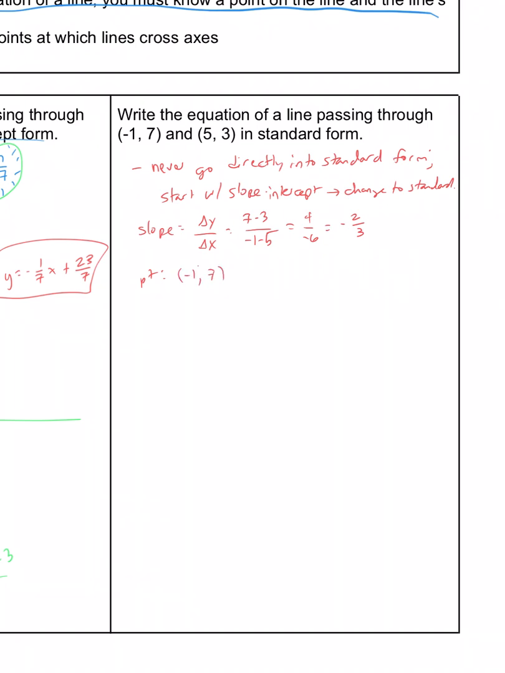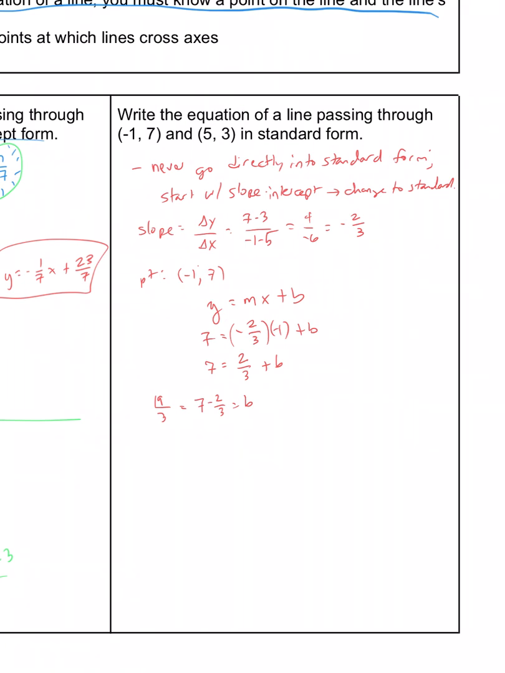Now I'm going to go directly into slope-intercept form. My m is -2/3. I don't know my b, but I know the point on my graph is -1, 7. So -2/3 times -1 is 2/3. And then I'll need to subtract 2/3 from both sides. That's 6 1/3, which by the way is 19/3. It's a little bit easier to use improper fractions here. I'll show you why in a few minutes.